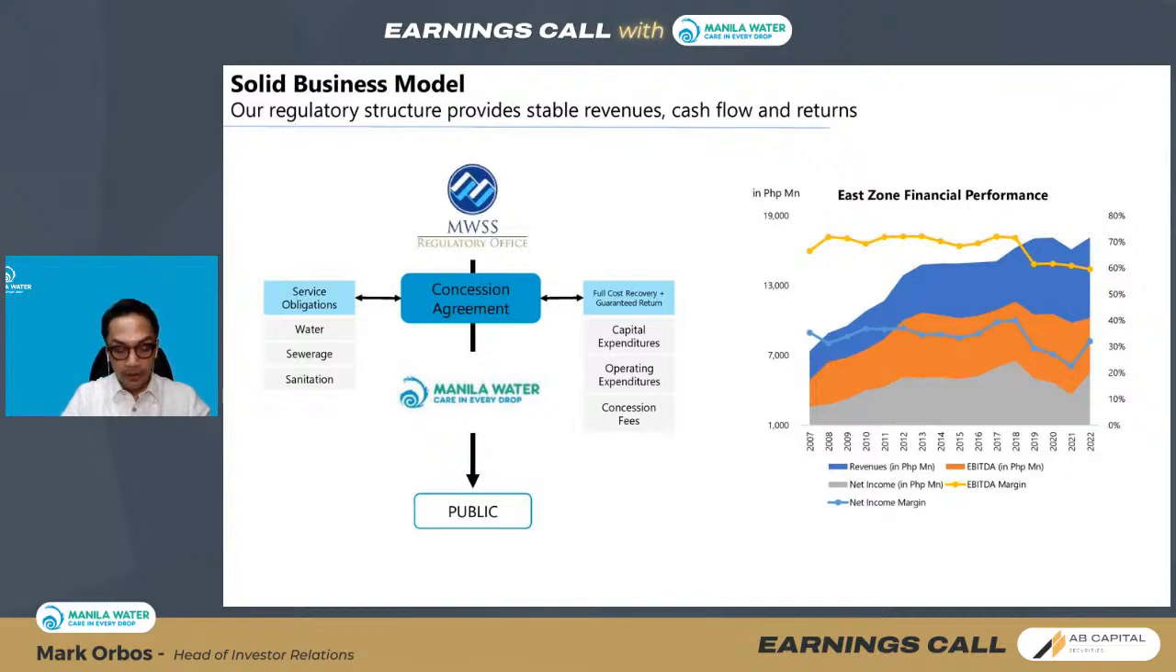For our efforts to improve the network and expand to more communities, we have seen healthy and steady growth in revenues, with the improvement in water consumption both in the domestic and commercial industrial segments. With efficient operations, our EBITDA and net income margins have been maintained at healthy levels through the years.